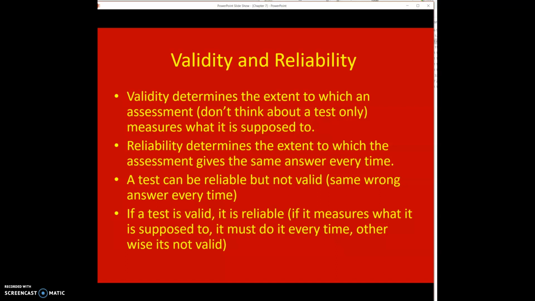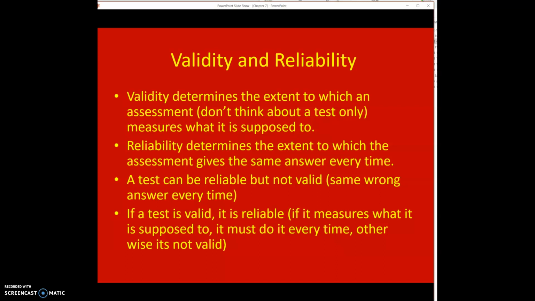And validity, in the simplest terms, is the extent to which an assessment measures what it's supposed to do. And when we say assessment from here on out, I don't want you to think about a test only because there's lots of different kinds of assessments. We can assess ourselves, we can assess learning styles, we can assess our perceptions of job involvement. Those are all assessments. A test is something specific to a content exam.